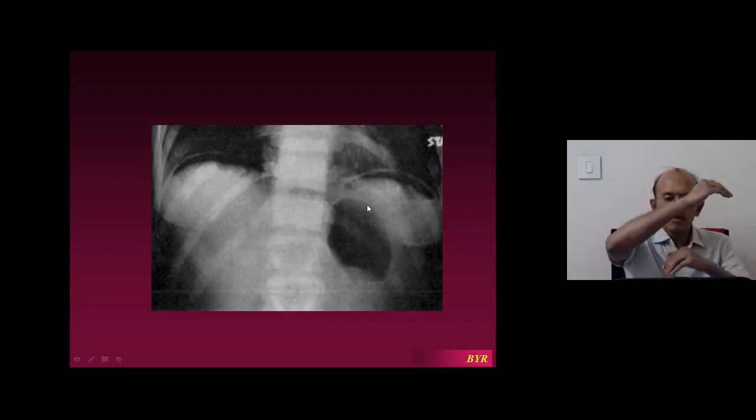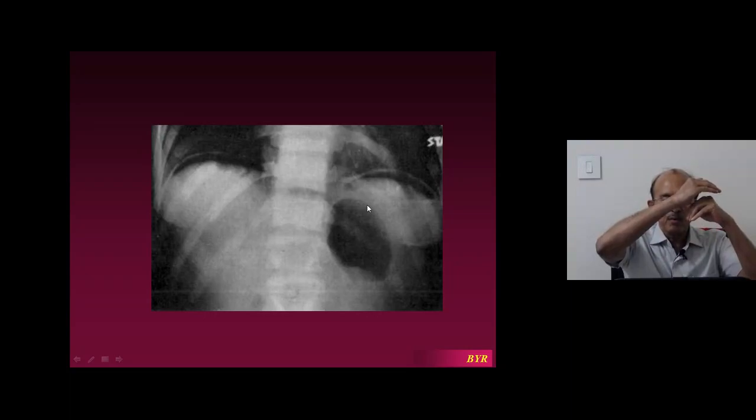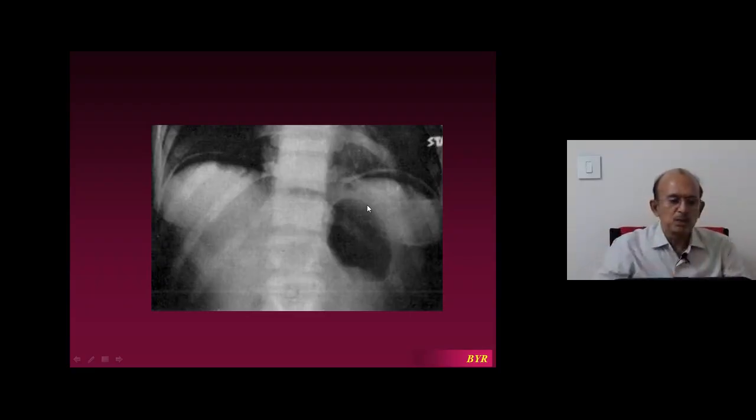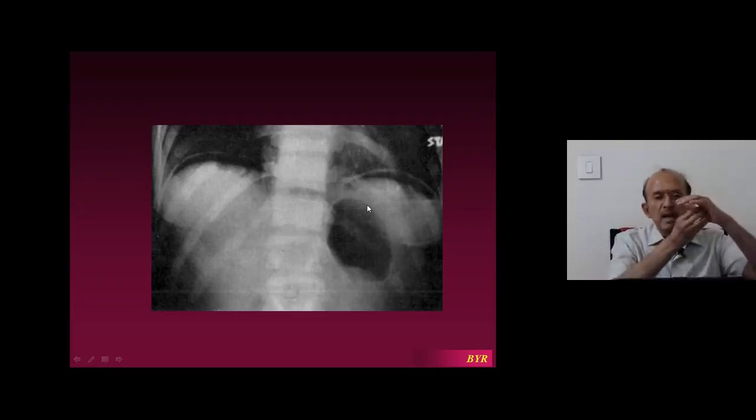This is the dome of the diaphragm. The stomach is normally here. But in this case, we are seeing the stomach is somewhere here. Why? Because there is some space occupying lesion below the diaphragm. So what space occupying lesion can be there? It can be due to a carcinoma in the fundus.